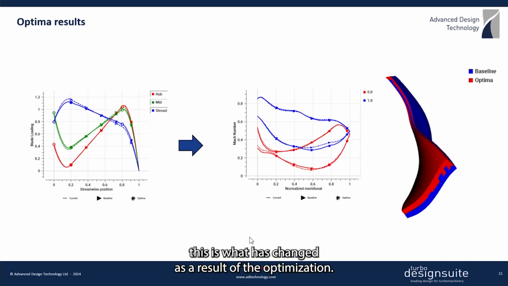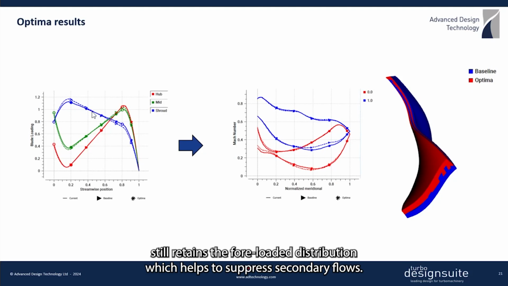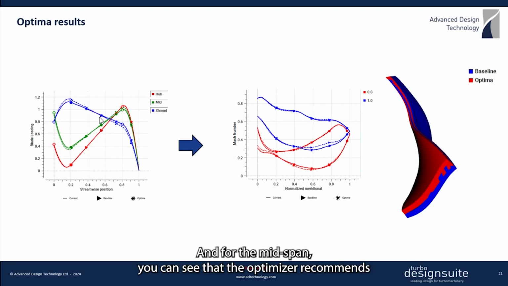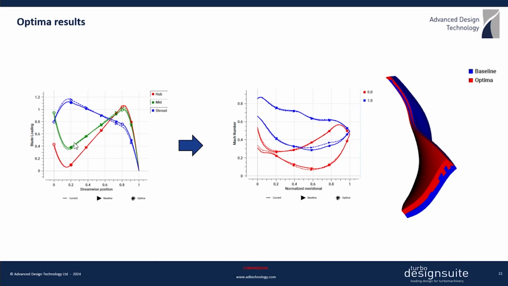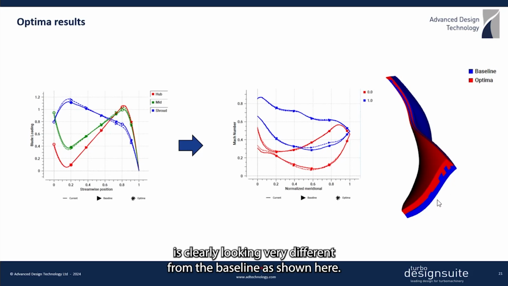And in fact, this is what has changed as a result of the optimization. So the optimizer has decreased the foreloading at the shroud, but still retains the foreloaded distribution, which helps to suppress secondary flows. And for the midspan, you can see that the optimizer recommends slightly less aft-loading for improving the profile loss in this area. And as a result, the optimized impeller blade is clearly looking very different from the baseline as shown here.